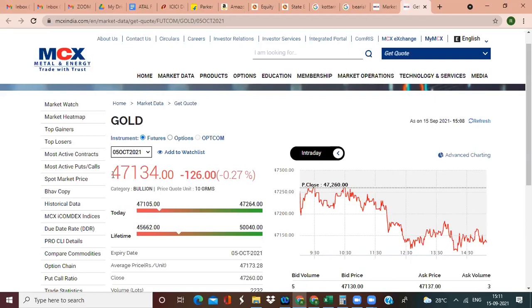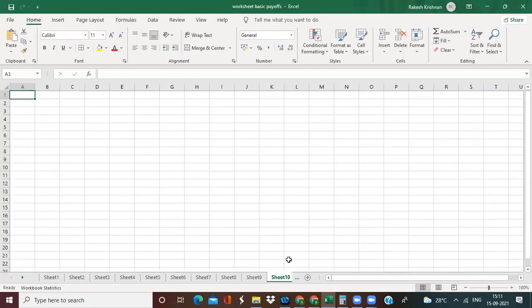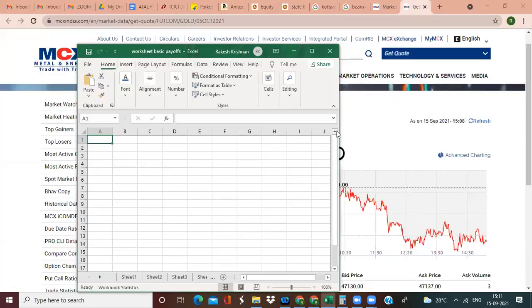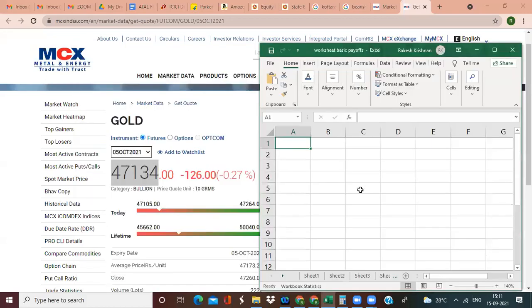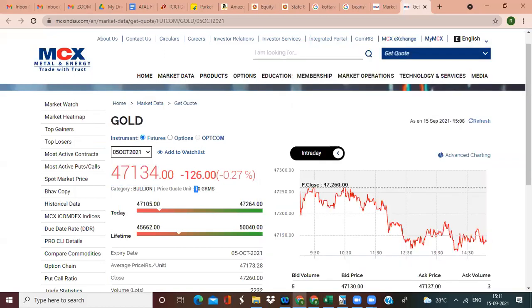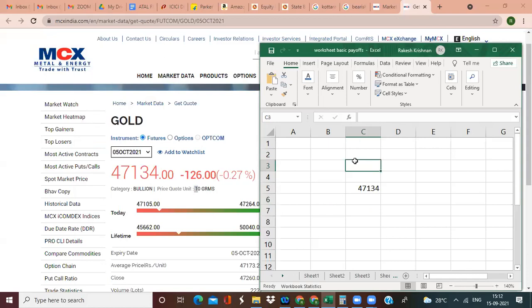So now just to tell you, this is the October gold futures. Now what rate is October gold futures trading at? It is trading at 47,134. Now, what is the lot size? Lot size is 10 grams. So let us say quantity is 10 grams. And now, what is the current market price?